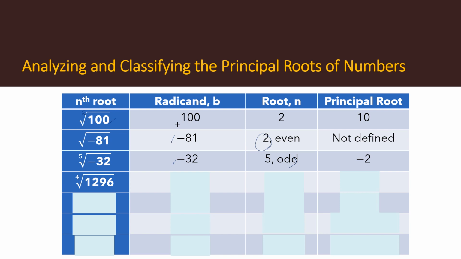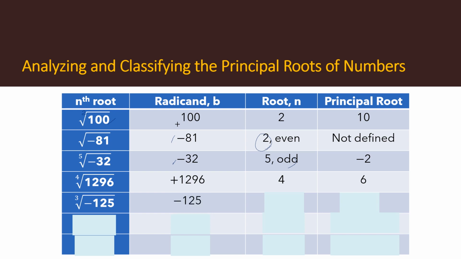Next, that is read as the fourth root of 1296. Our radicand here is 1296. It is a positive number, and we are asking for the fourth root. So we just identify the positive root of this number, and it is 6. So 6 raised to 4 is equal to 1296.